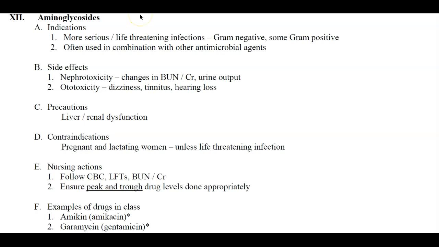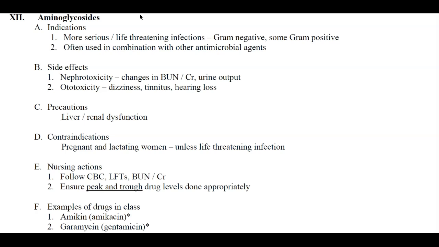Aminoglycosides. Aminoglycosides are often used for more serious or life-threatening infections, so they cover mostly gram-negative and some gram-positive organisms. So they are often used in combination with other antimicrobial agents. Side effects: that's why we have to be very careful, and why we usually use it in life-threatening infections, because this drug is nephrotoxic. So it can increase your BUN and creatinine, and it can affect your urine output. Now this is also known as an ototoxic drug, meaning it can cause ear problems: dizziness, tinnitus, hearing loss. It can damage the inner ear.